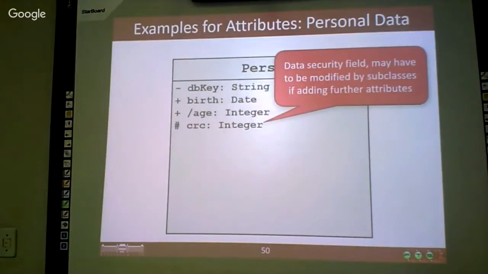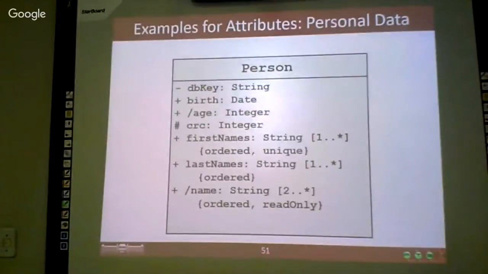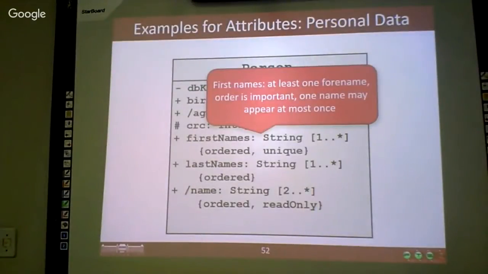And there is a data security field that is protected, as you can see, and it may have to be modified by subclasses if they add some further attributes. And we also want to store the first names. There is at least one of them, and order is important, and one name may appear at most once. So here is the signature of this operation.